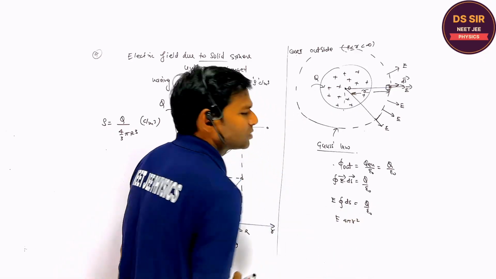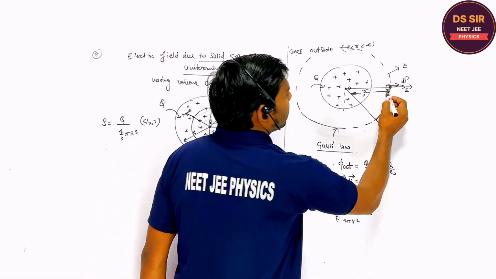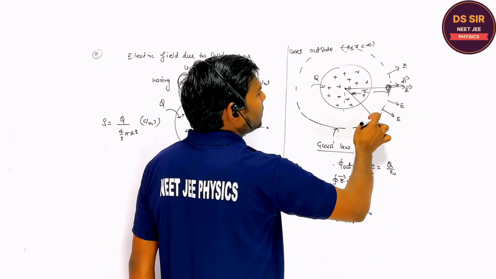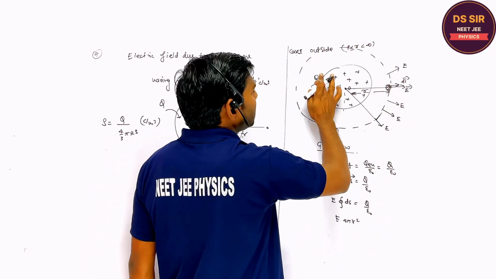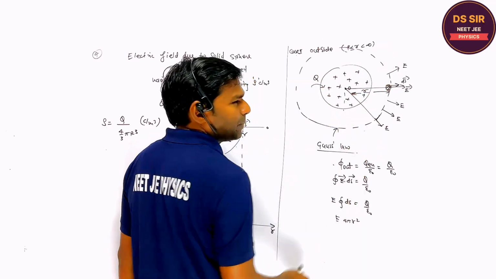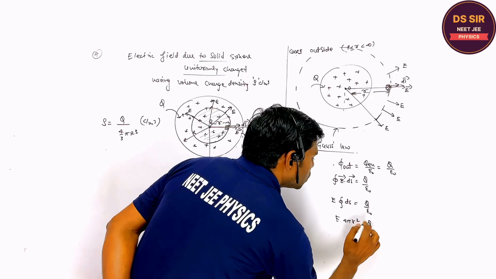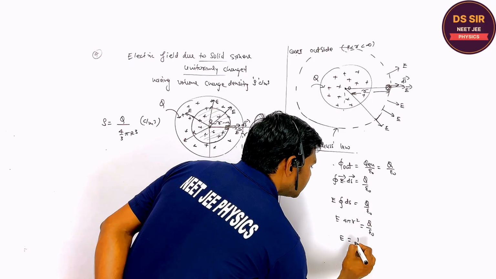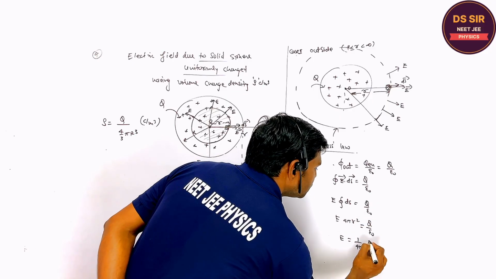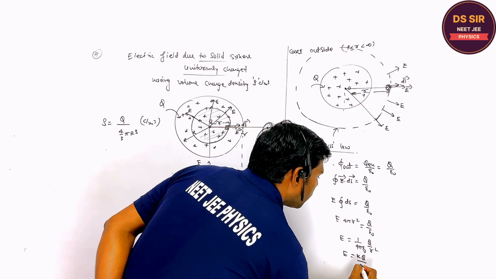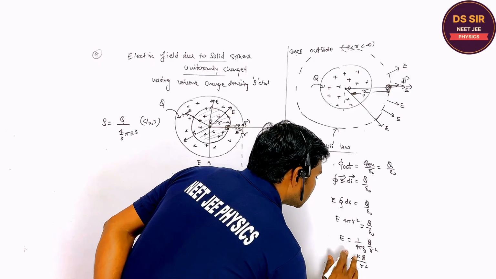Say 4 pi r, small r square. Why? This is the ds, and the integration of ds is nothing but the spherical surface area of small r, right? So this is Q upon epsilon naught. So you may write the electric field is equal to 1 upon 4 pi epsilon naught and Q upon r square. You may write it is KQ upon r square is the electric field.